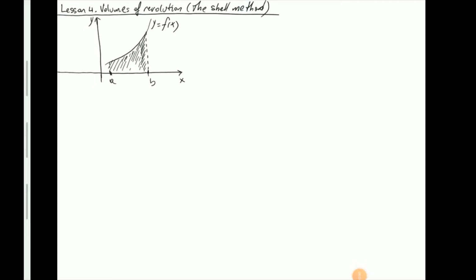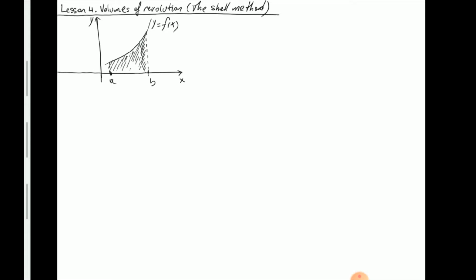Good afternoon. So we will continue our discussion on volumes of revolution with another method, the so-called shell method. And as part of this lesson, we're going to put these things together and compare the two methods and emphasize why we actually need both methods. I kind of alluded to the reason why in the previous lesson, but we'll take our time to discuss more.